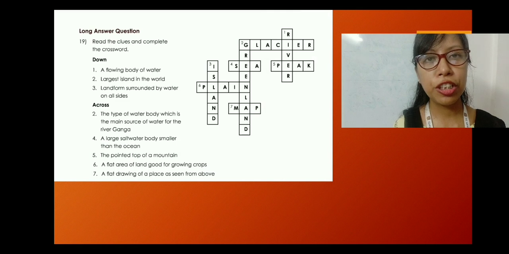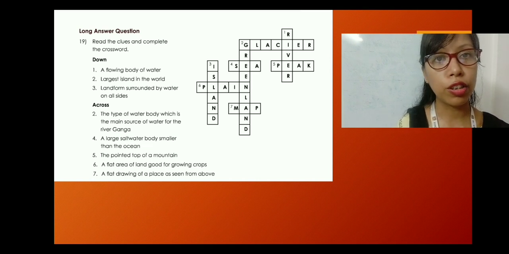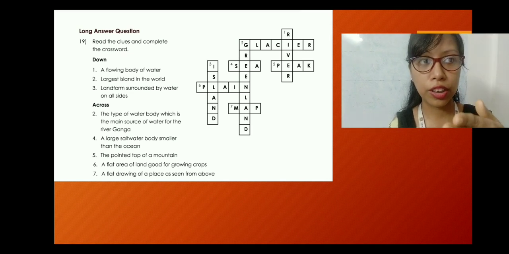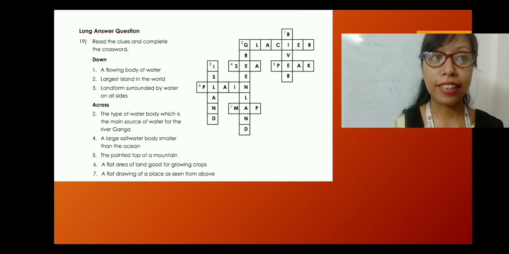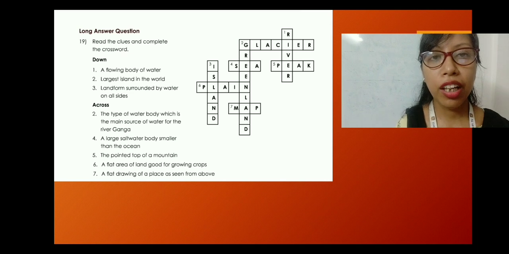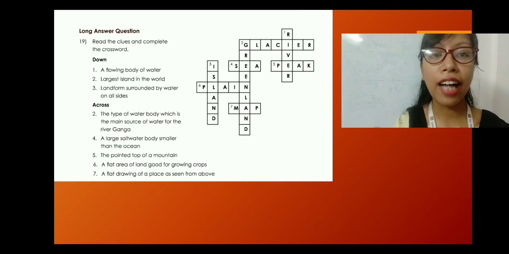Now let's come to question number 19. This is a crossword which I have given you as homework, so kindly recheck the answers. Question number 19: read the clues and complete the crossword. First we are starting with the down, which is from north to south, okay? Number 1, a flowing body of water. Yes, it is called the river. Number 2, largest island in the world. It is Greenland. Number 3, landform surrounded by water on all sides is called an island. So you have to write island.